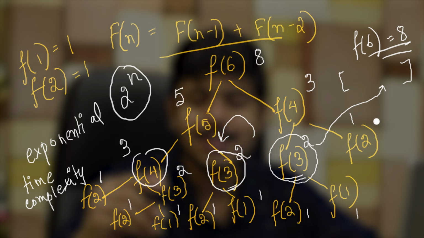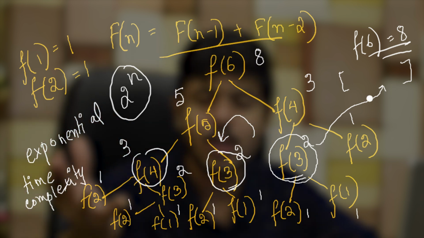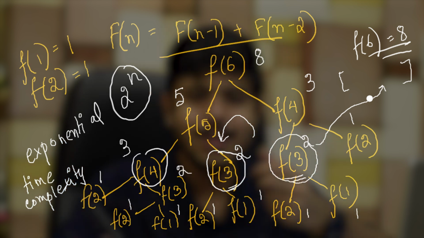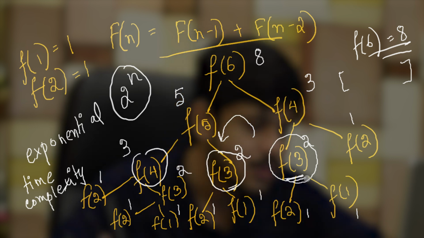And we all know that accessing something from a data structure like an array is a constant time operation, right? It's big O of 1. You just need to access the value that you have stored in an array. So imagine if you have the value of F3 stored in an array.